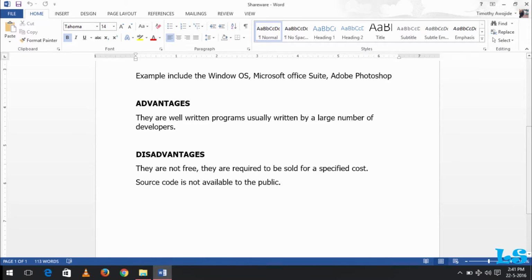They are well-written programs, usually written by a large number of developers. Now, the disadvantages of shareware are they are not free. They are required to be sold for a specified cost. And the source code is not available to the public, so there is no correction, modification, and so on.